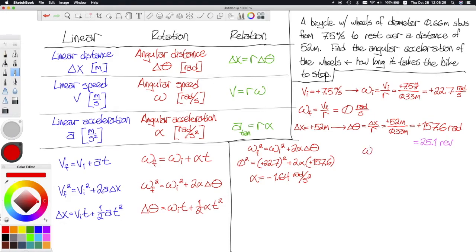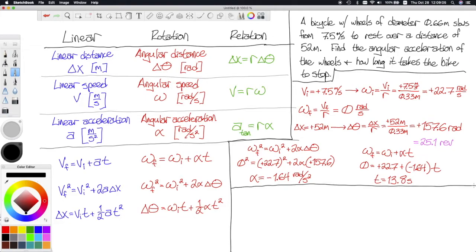We could also then find the amount of time it takes with omega final equals omega initial plus the angular acceleration alpha times t. So that's 0 equals our positive 22.7 plus our angular acceleration we just found, negative 1.64 radians per second squared, times t, which allows us to solve for t, which is 13.8 seconds. That is the amount of time it takes this bicycle to come to rest.